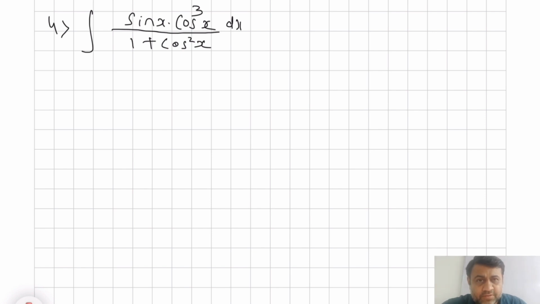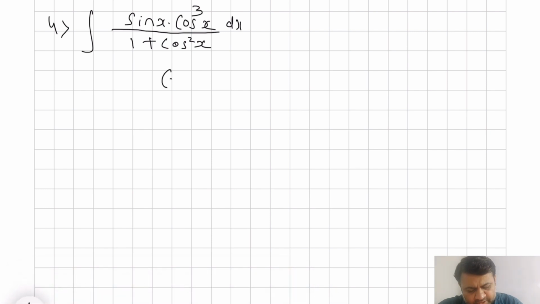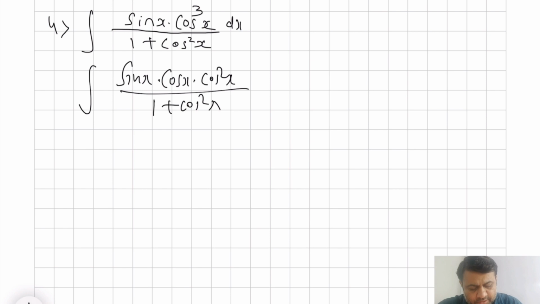Various possibilities are there. Somebody can just take cos x as t and then sin x dx will be dt, but that method will be a little lengthy. So what I'll do here is I'll just take cos square x as t. Now if you observe, we have numerator by cos cube x. So before substitution, I do one thing. In the numerator we have cos cube x, and I write cos x into cos square x. So I get sin x cos square x in the numerator, and in the denominator we have 1 plus cos square x dx.